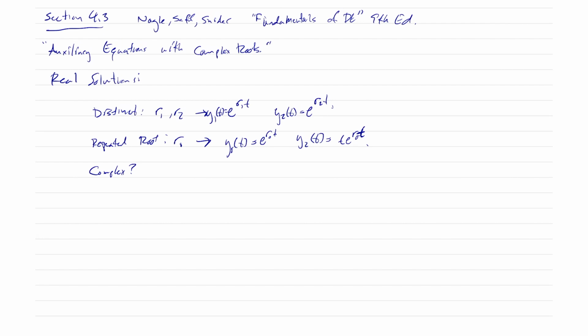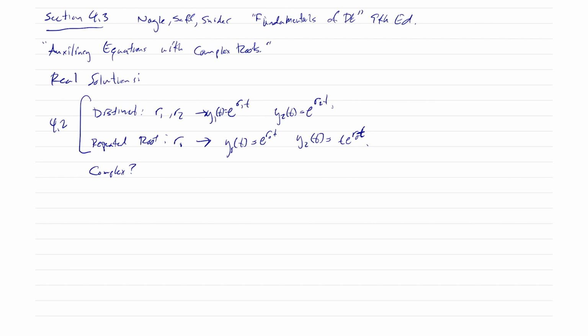So again, here we're talking about section 4.3, and this is out of Nagle, Saff and Snider's Fundamentals of Differential Equations. The title of this section is Auxiliary Equations with Complex Roots. And so the idea is that we're extending what we did in section 4.2, where we had distinct and repeated roots, but they're all real.